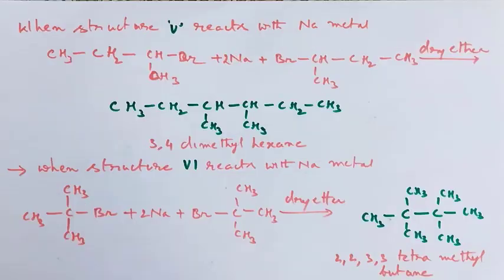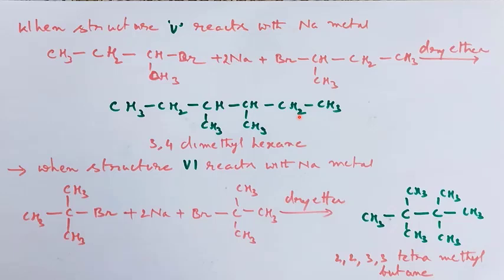When structure 5 reacts with sodium metal, this is the Wurtz reaction. In the presence of dry ether, we get 3,4-dimethylhexane. When structure 6 reacts with sodium metal in the presence of dry ether, we get 2,2,3,3-tetramethylbutane. So this substance is obtained from n-butyl bromide as it is given in the problem.